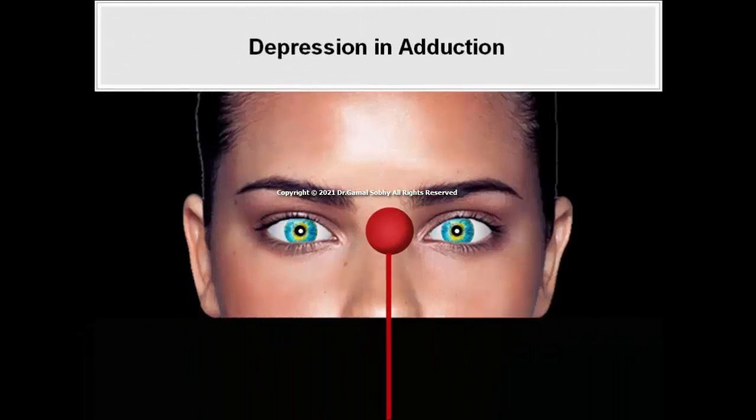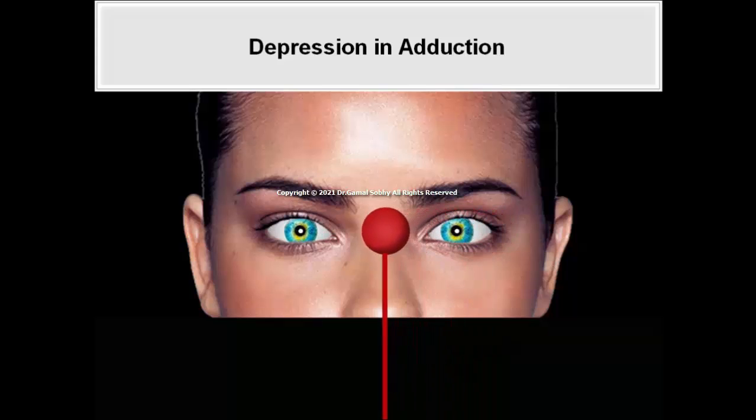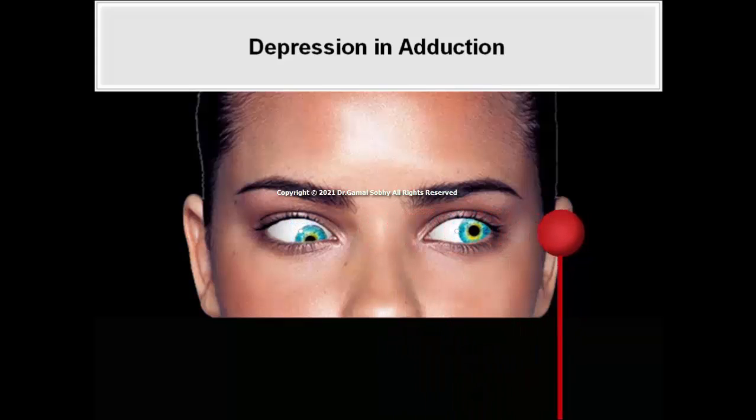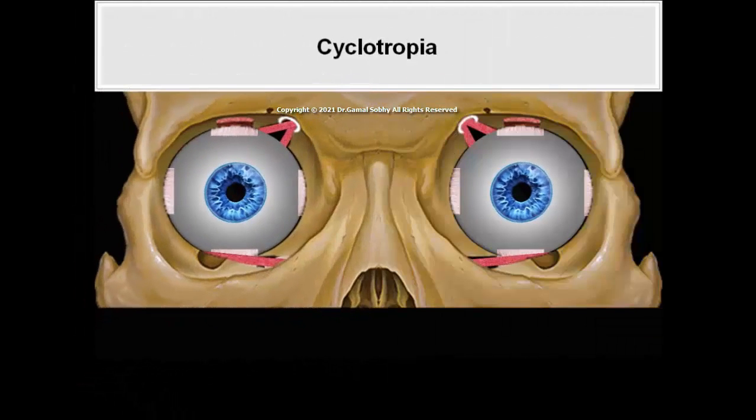Depression in adduction may occur in paresis or paralysis of the ipsilateral inferior oblique muscle or the contralateral inferior rectus muscle, or contracture of the contralateral superior rectus muscle. Cyclotropia is caused by an imbalance between the muscle pair producing intorsion, the superior oblique and the superior rectus muscles, and the muscle pair producing extorsion, the inferior oblique and the inferior rectus muscles. Cyclotropia is associated with paretic or paralytic cyclovertical muscle problems, particularly those caused by dysfunction of the oblique muscles.